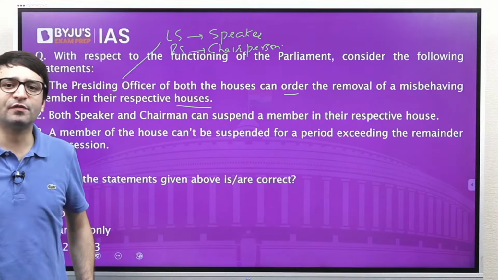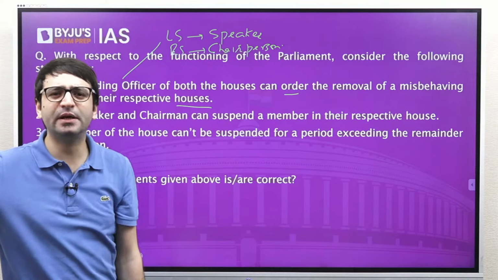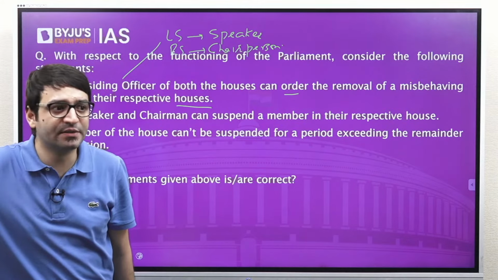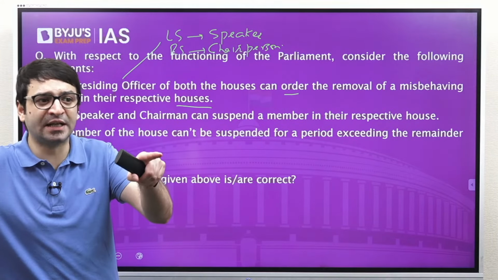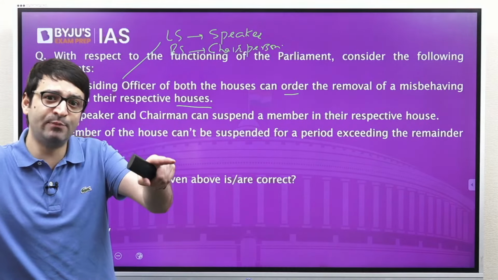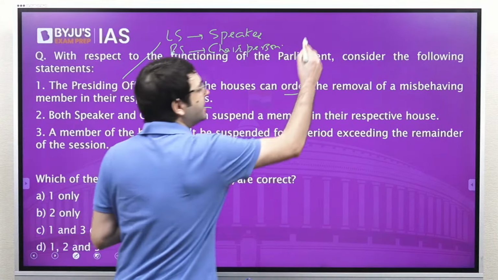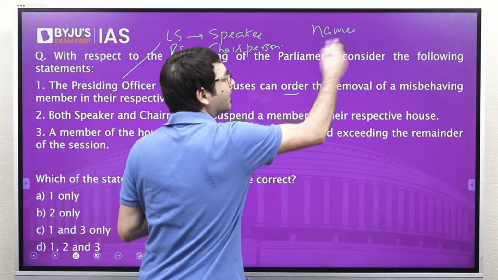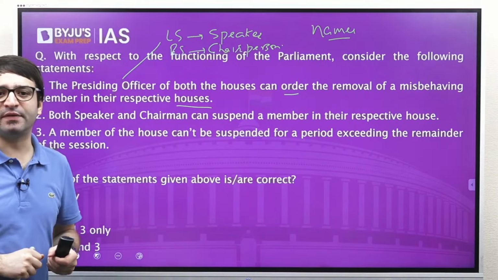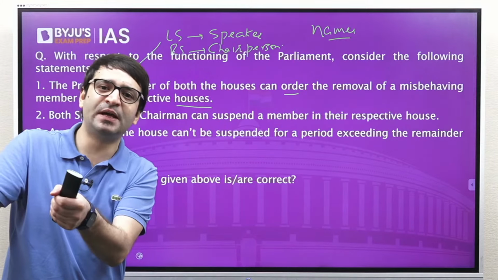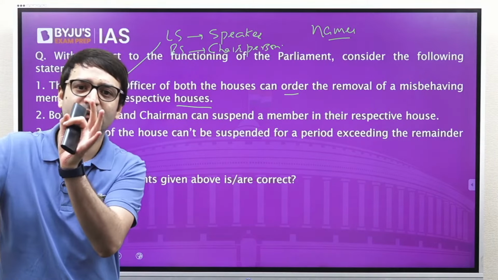And what the presiding officer can do, if you have followed the parliamentary proceedings, you would also have noticed that sometimes presiding officers threaten the MPs. Don't do this, otherwise I will have to name you. I will name you, sit down, I will name you. Whenever the presiding officer names a member who is misbehaving, marshals will come and will whisk those misbehaving MPs outside.